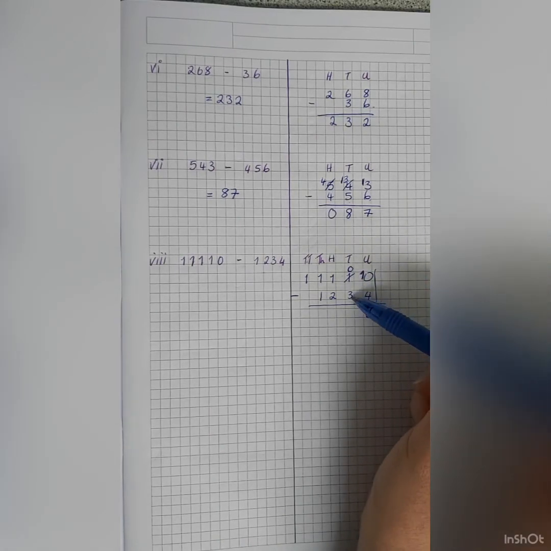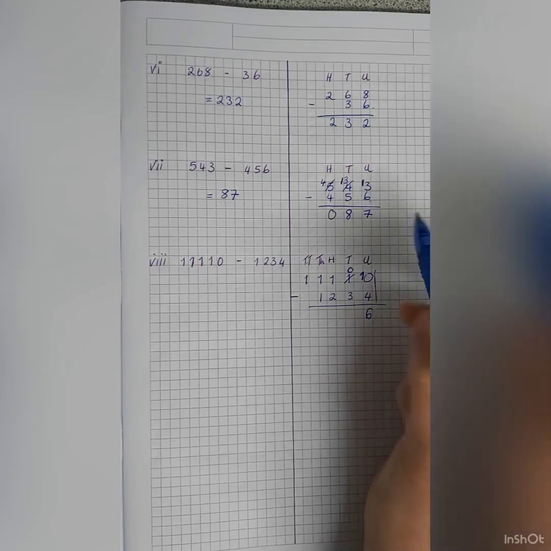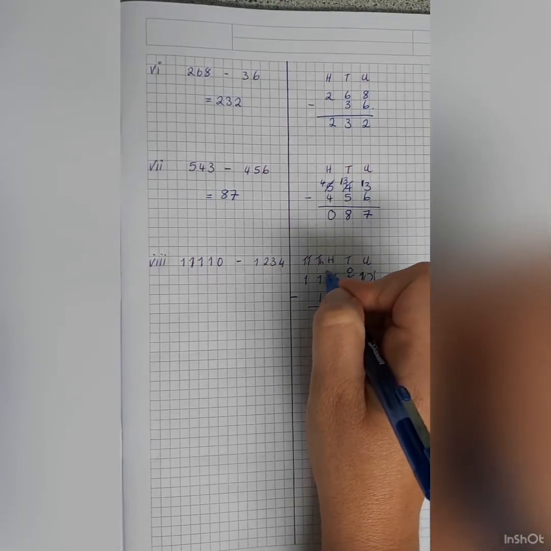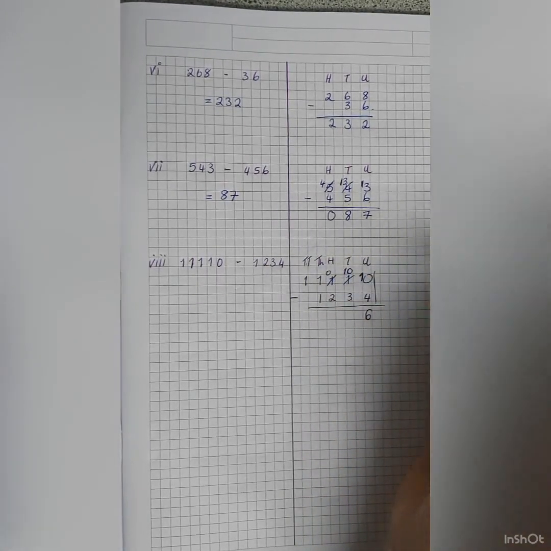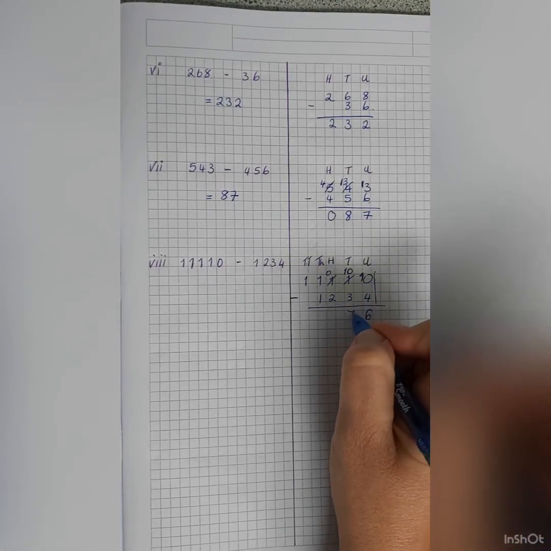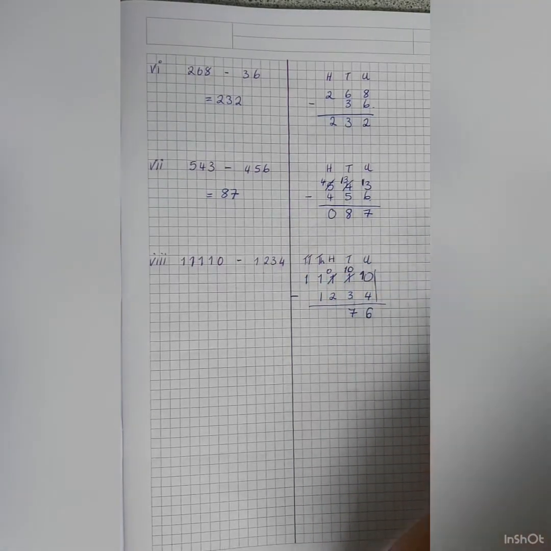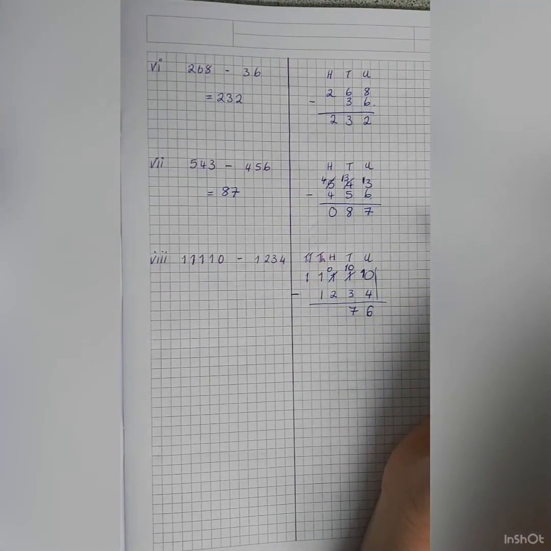We have 0 take 3. Same problem. 3 is bigger than 0. Go to the next level. Take 1 from there and add 10 here. So we have 10 minus 3 is 7. Okay, it looks a little messy, but when you repeat it a few times, you get the hang of it.